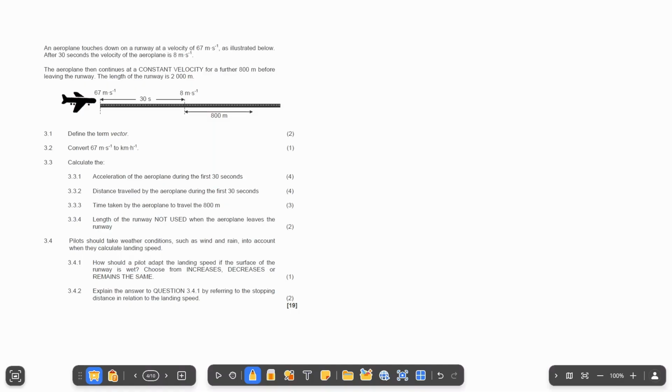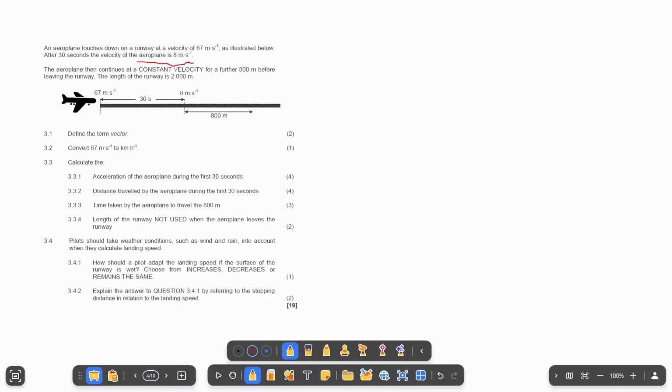What does that tell you? The acceleration is 0. They even wrote it in capital letters to show you it tells you something. Constant velocity, acceleration is 0. Now for a further 800 meters before leaving the runway, the length of the runway is 2,000 meters.